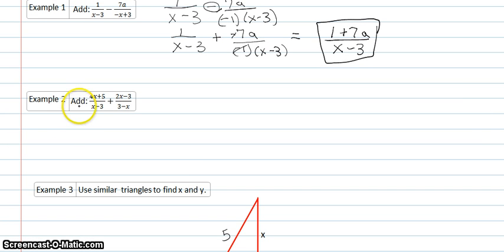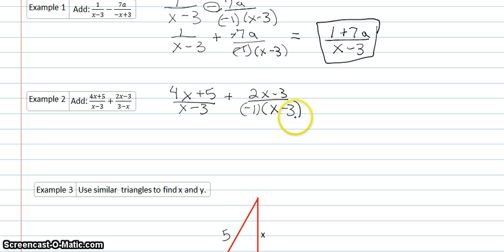Alright, then in example 2, it has a very similar situation. The x's have opposite signs and the 3's have opposite signs. So I'm going to rewrite this, and I'm going to put the x's and the 3's in the same order. And I'm also going to go ahead and factor out a -1. So this is now going to be a positive x, and that will be a -3. So I factored out the -1, which changed both their signs, and then I put them in the same order as our first denominator.